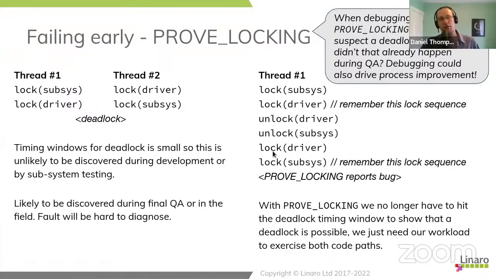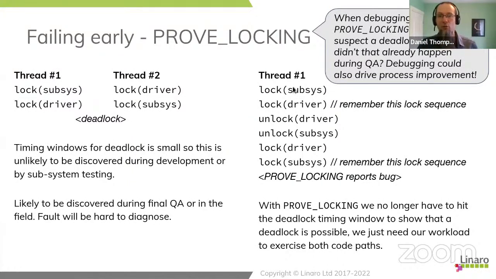You can eventually run the code that we've shown here in thread 2 in the same thread where it takes it in a different order. And it remembers that lock sequence as well. And at that point, we can already say there is a bug in the locking order. Because if you have a system where you take the subsystem lock first and the driver lock second, you should never, ever, ever take the driver lock first and the subsystem lock second.